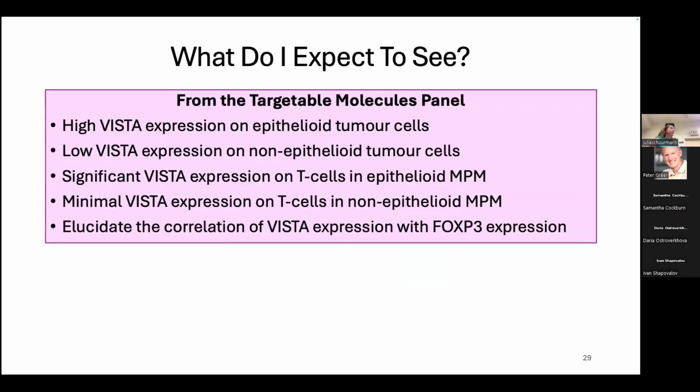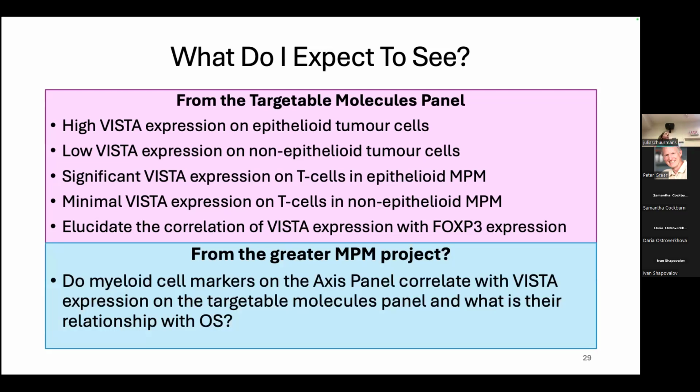And then what do I expect to see? I expect from the targetable molecules panel specifically to see a high VISTA expression on the epithelioid tumor cells, as I saw in the readings, for there to be a low VISTA expression in the non-epithelioid subtype, then for there to also be expression on T cells within the epithelioid, and then not so much in the non-epithelioid subtype. And then finally, I want to have a look and see if there's a correlation between the VISTA expression and FOXP3 expression, and if FOXP3, which is a known immunosuppressive marker, also increases with VISTA expression.